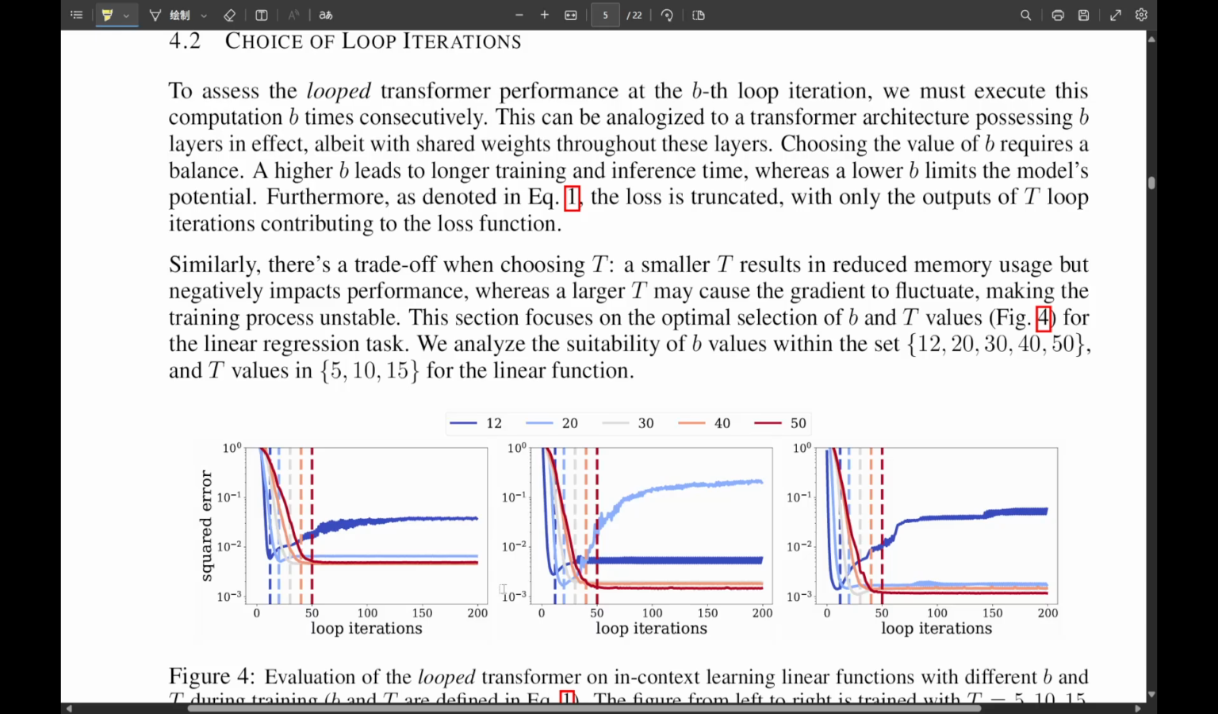Makes sense. And other complex tasks, like decision trees or simple neural nets? For those, like decision trees and two-layer ReLU networks, the looped transformer consistently matched the performance of the standard transformer. So it holds its own even on more complex function classes, despite its parameter efficiency.